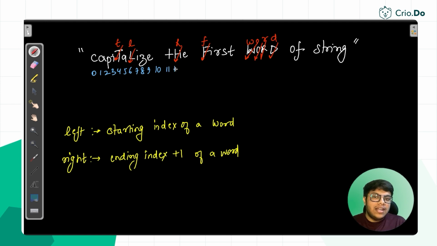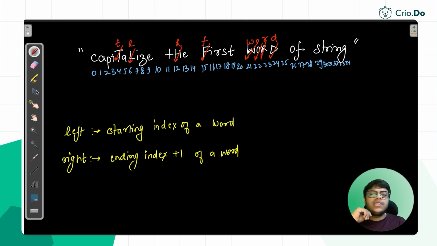So for that, let me write the indices quickly. 15th, 16th, 17th, 18th, 19th, 20. Then similarly 21, 22, 23, 24, 25, 26, 27, 28, 29, and then 30. You can say 31, 32, 33, 34, and I guess the string is of 34 length.